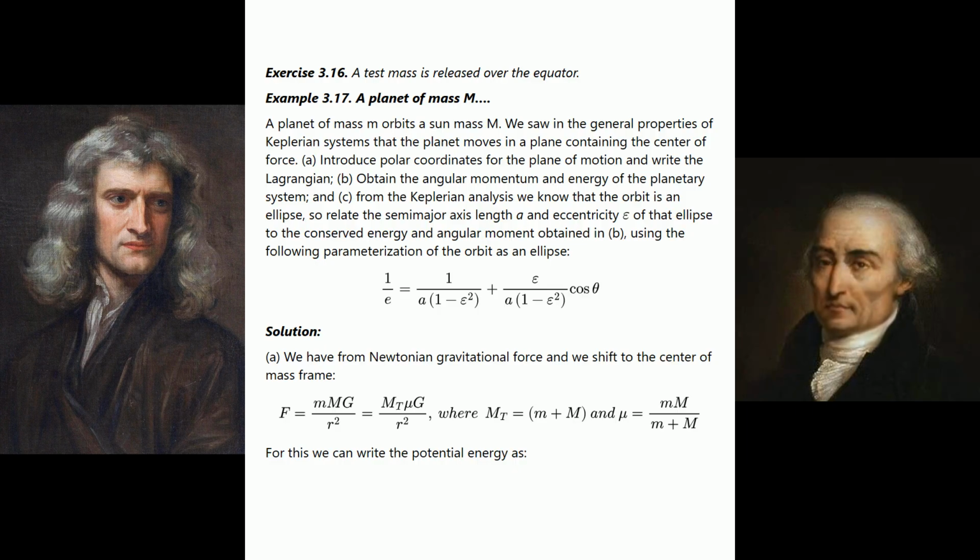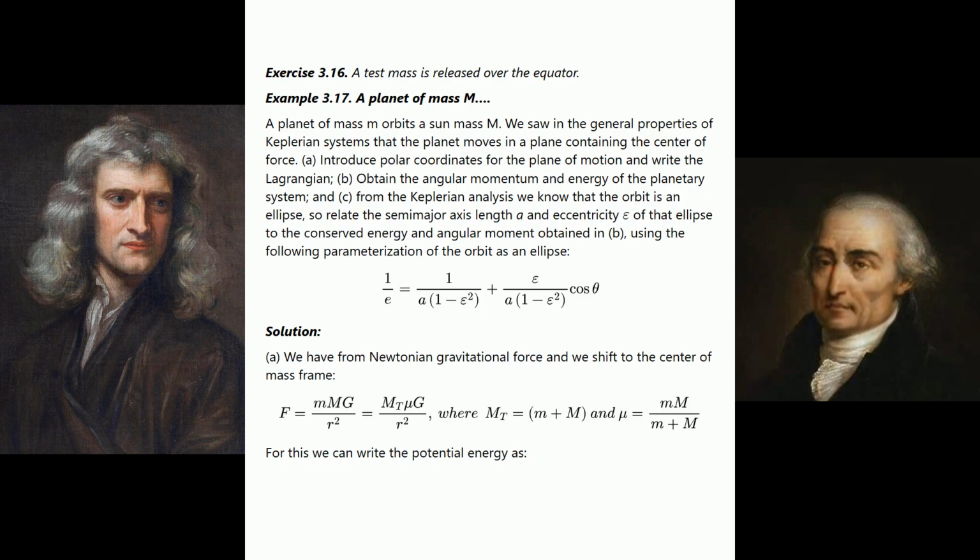Example 3.17. A planet of mass m orbits a sun of mass M. We saw in the general properties of Keplerian systems that the planet moves in a plane containing the center of force. A, introduce polar coordinates for the plane of motion and write the Lagrangian. B, obtain the angular momentum and energy of the planetary system. And C, from the Keplerian analysis we know that the orbit is an ellipse, so relate the semi-major axis length a and eccentricity epsilon of that ellipse to the conserved energy and angular momentum obtained in B, using the following parameterization of the orbit as an ellipse.